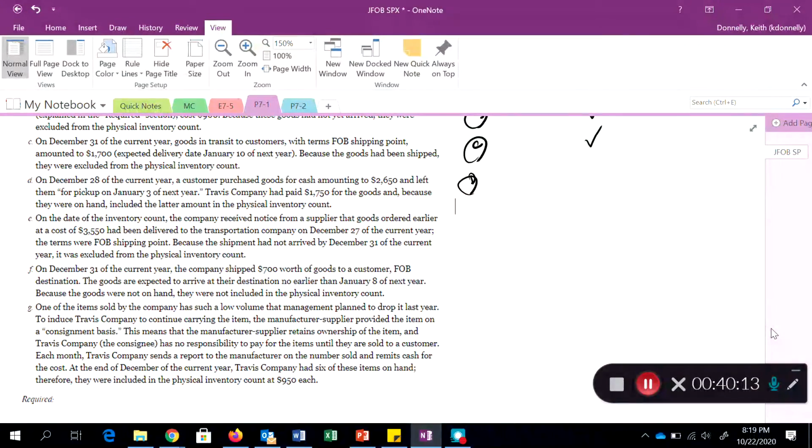What happened here is, in the scenario, that tractor was sitting when we sent our new employees in the back room to count the inventory. They counted that tractor. They said, hey, it's here, we're going to count it. But they didn't know that the customer already purchased it. The customer owns this thing. So even though they counted it, they shouldn't have counted it. It's not ours anymore. It's sold to the customer. We're just holding it for the customer until they come back to pick it up with their pickup truck. So that's the idea for D. Let's look at E.